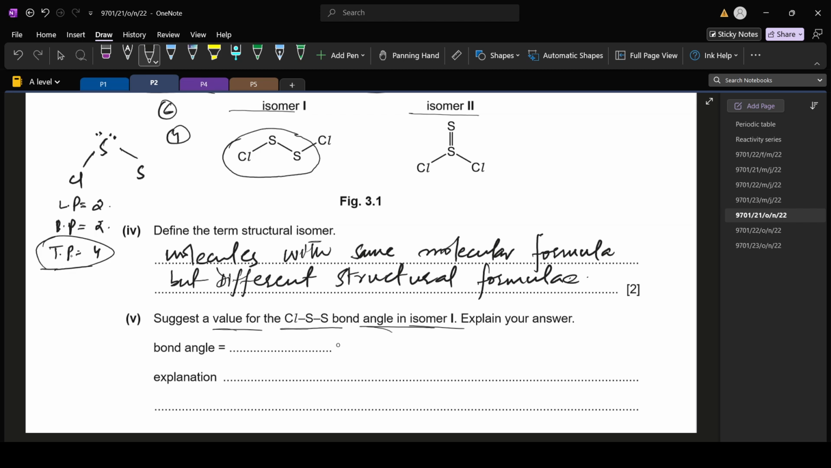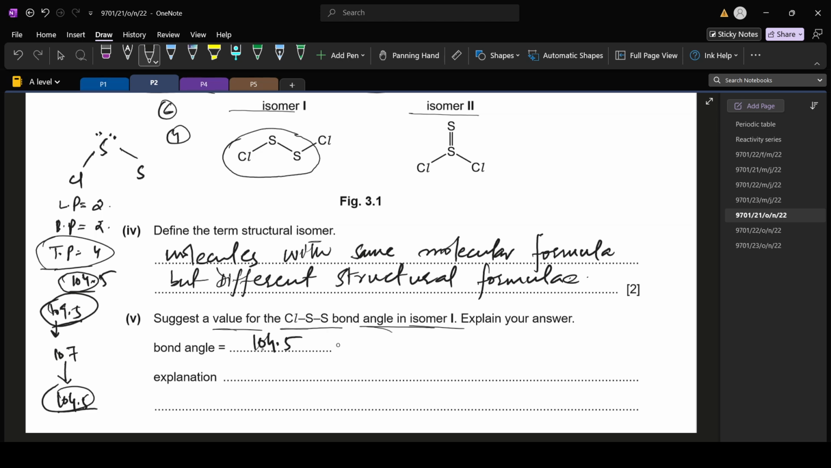If total pairs are 4 and there are 2 lone pairs, you will have a bond angle of 104. When there are 4 pairs in total and all 4 are bond pairs, you have 109.5, which is a tetrahedral structure. If you have 1 lone pair and 3 bond pairs, you have 107. If 2 lone pairs and 2 bond pairs, then you have 104.5, or you can write 104 as well. So the bond angle is going to be 104.5.